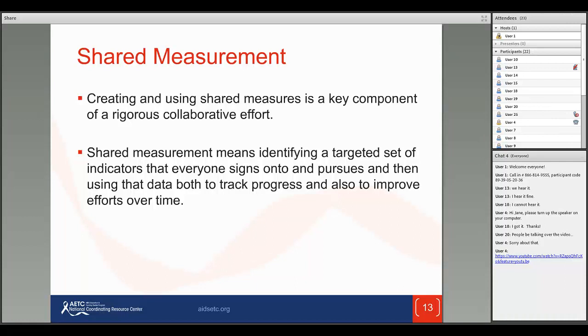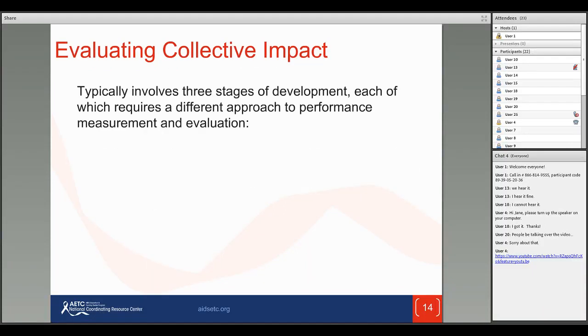Also, with shared measurement systems, it's very important to track trends over time, and we are certainly doing that here with the NCRC with our quarterly evaluation of our partnerships. I'll share the partner tool Judy had mentioned at the onset of the call, and some other tools that are available online free of cost for you to use in your work as well. So this is where that continuous quality improvement comes in.